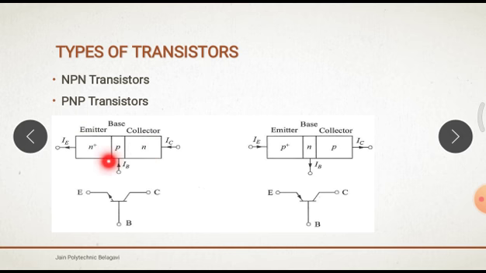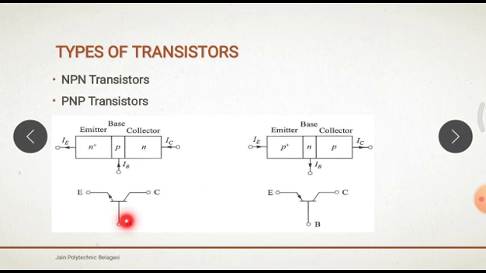So this is about the NPN and the PNP transistor. If you come to the PNP, here N-type material is sandwiched between the 2 P-type materials. Here holes will be majority charge carriers and in the NPN, electrons will be majority charge carriers. And this is the symbol of the NPN and PNP transistor. Emitter, base, collector. Emitter, base, collector.